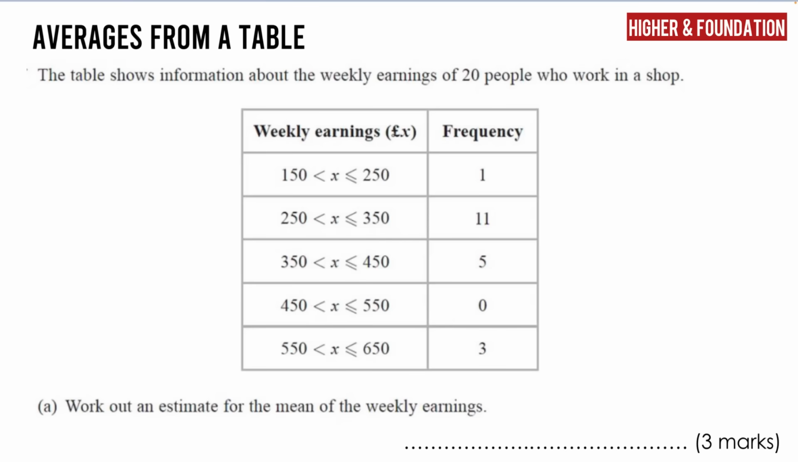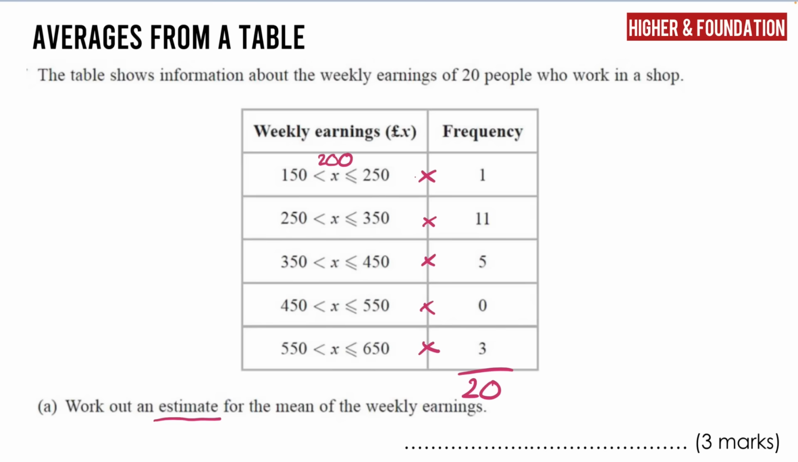Watch out for that word estimate. In this case, it's not asking us to round anything. It's an estimate because we only have categories here. So when finding the mean, which is just timesing across, getting the total, and then dividing by how many there are, in this case there are 20 people, well, we have to use the midpoint, and that's why it's an estimate. So the midpoint for that one would be 200.